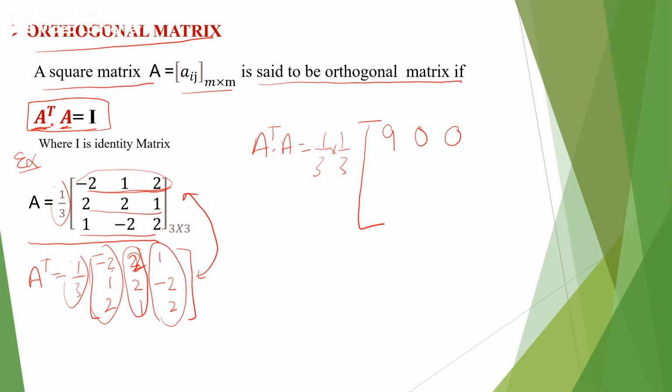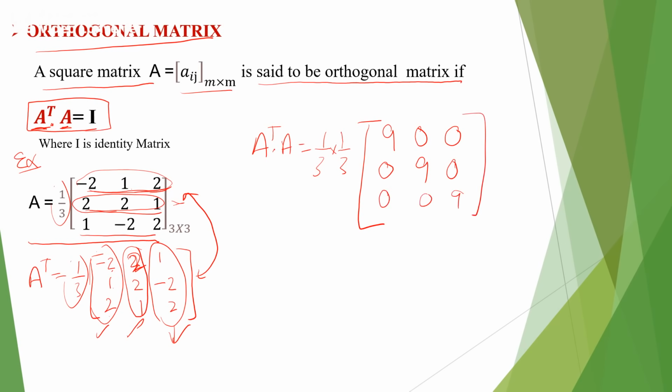In a similar way, we multiply the second row with the first column, we get -4 plus 2 plus 2, we get 0. Then the second row with the second column, 4 plus 4 plus 1, we get 9. And the second row of A with the third column of A transpose, we get 0. And in a similar way we get 0 0 9.